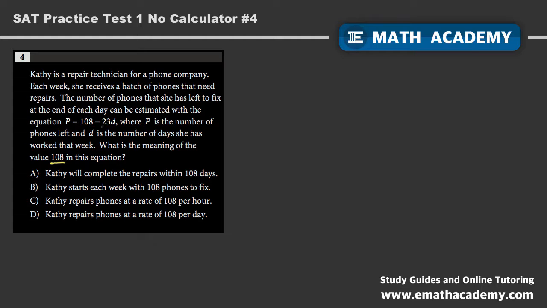So let's write this equation over here. We've got P equals 108 minus 23D. And this is a linear equation. It's going to be helpful to think about this maybe in terms of y equals mx plus b and write it in that form if it's easier for you to see what means what.